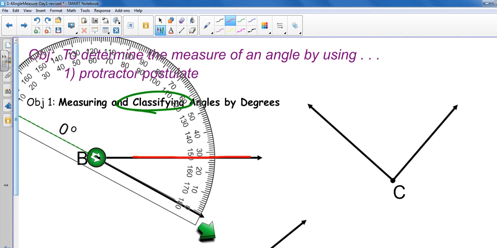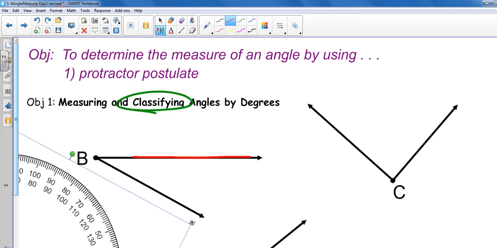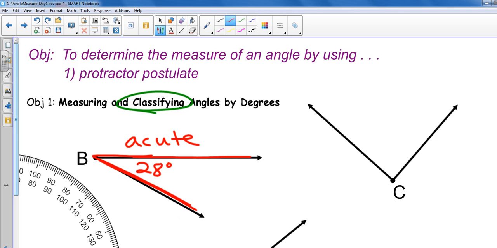And there's always 2 numbers when you're looking at the protractor. Don't be confused. It looks like right before 30, we're at 28. We're 2 marks before 30. And it looks like we're at 152. And if we're looking at this angle, 28 degrees or 152 degrees, hopefully you're recognizing that that is definitely an acute angle. And we're going to go with the smaller one, 28 degrees.